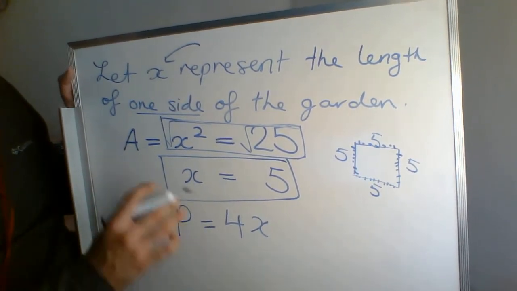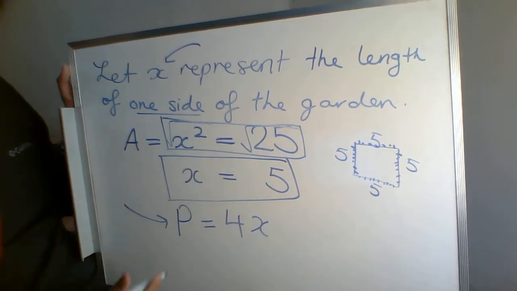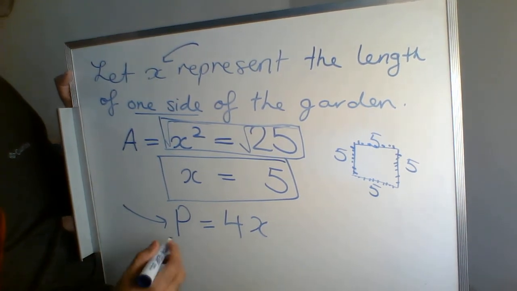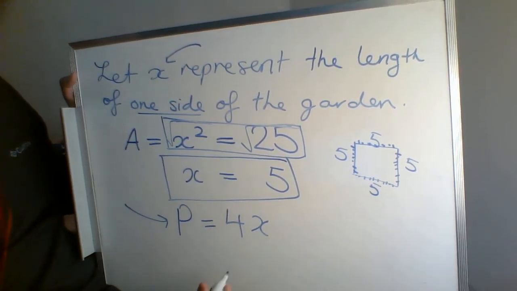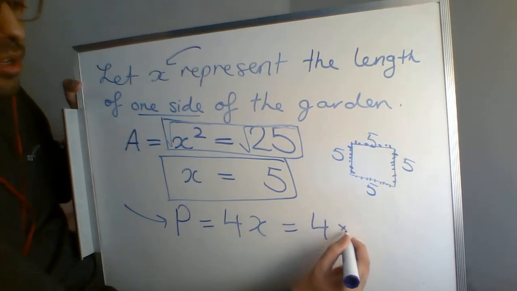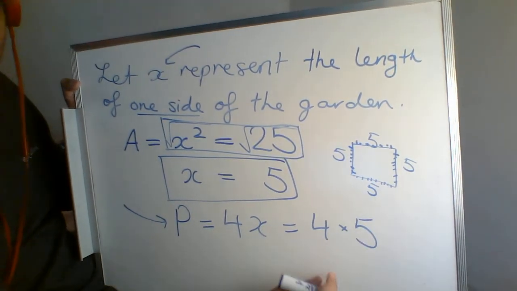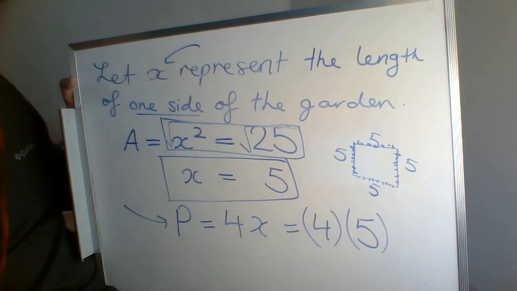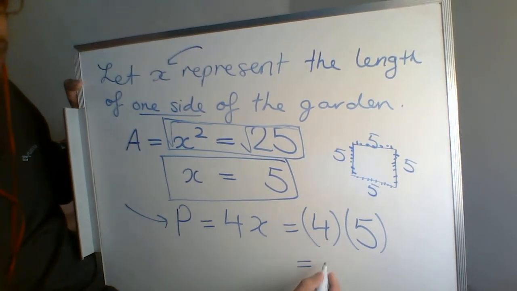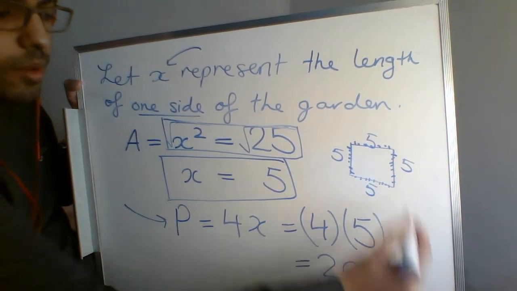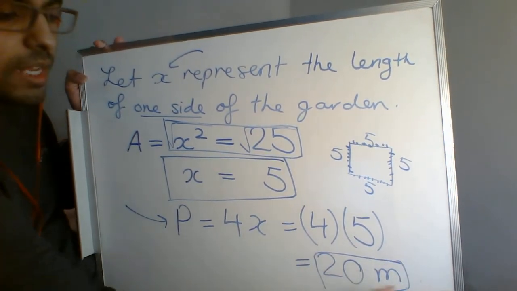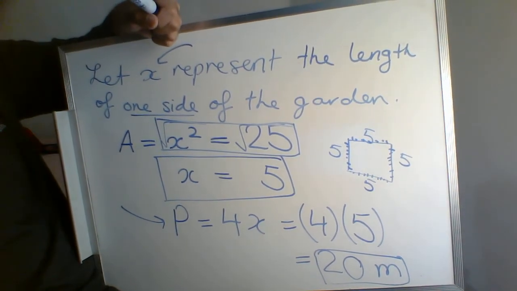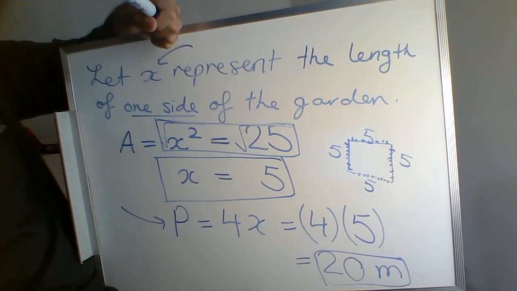But the important part is that x equals 5 is not our final answer. The perimeter of the square is going to be the number that we're looking for, and the perimeter is 4 times x, which is going to be 4 times 5. You could write it with a multiplication sign like that since we're just dealing with numbers, or you can write it like this, 4 and 5 in parentheses, which is going to equal 4 times 5 is 20 meters. And that would be the answer for how much fencing you need to go and buy in order to enclose this garden.